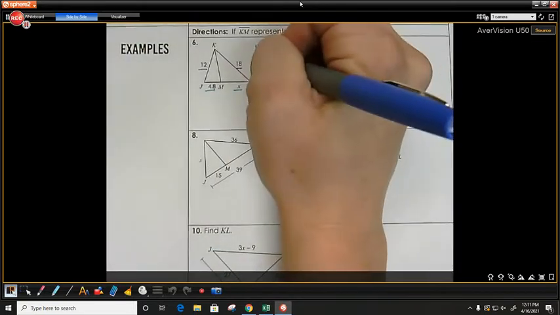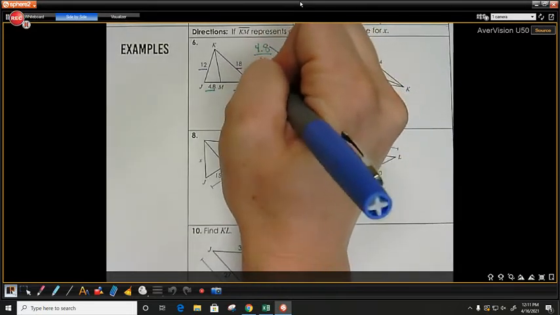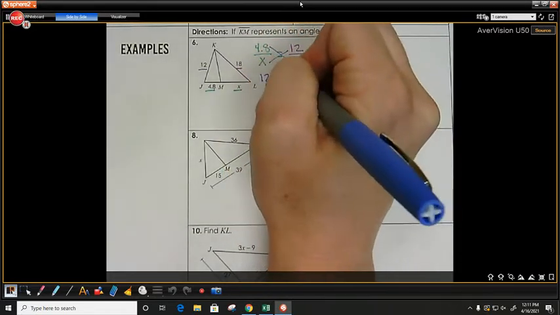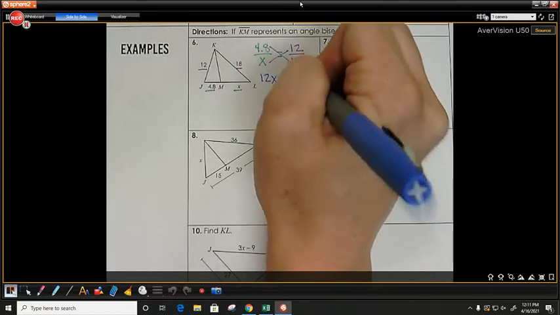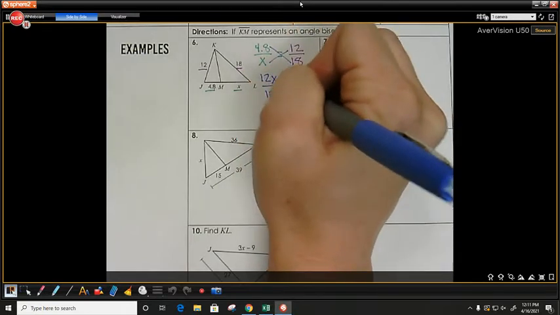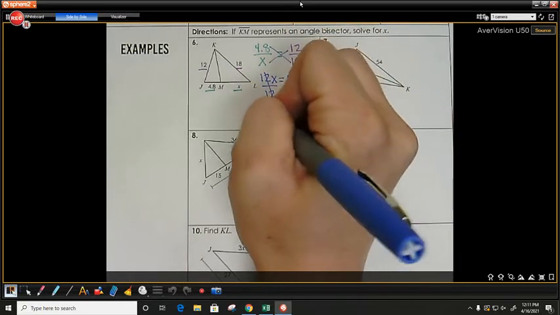And then we're just going to cross multiply, and I get 12x equals 86.4. And then we get x is 7.2.